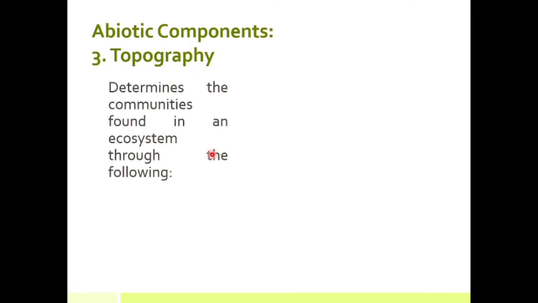And lastly, topography. Topography determines the communities found in an ecosystem through the following aspects. There are different types and levels of topography, and they are determined or influenced by the following. Number 1, altitude.